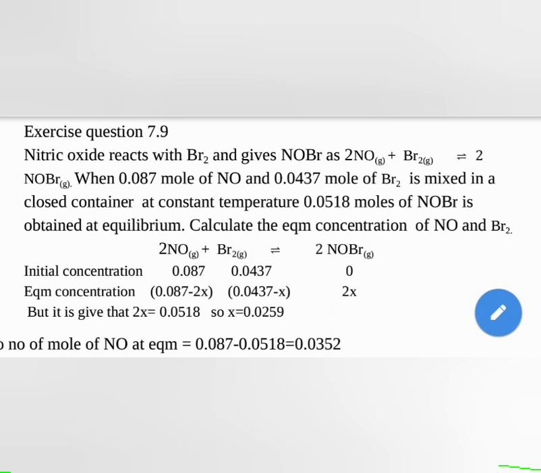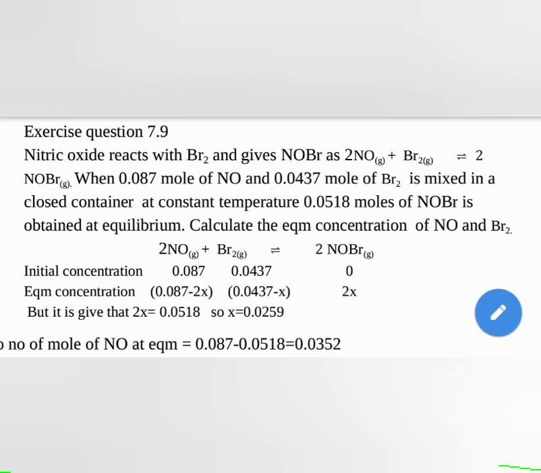So when we are subtracting, keep in mind, if there is any stoichiometric coefficient in the balanced chemical equation, that also has to be multiplied with x. So in the first case of NO, you are supposed to subtract 2x from 0.087. In the case of Br2, since the stoichiometric coefficient is equal to 1, you can directly write down 0.0437 minus x. And the equilibrium concentration of product is given as 2x as such.